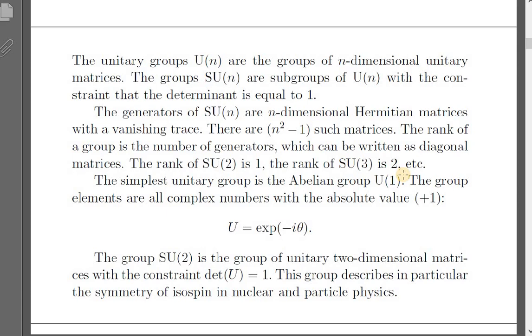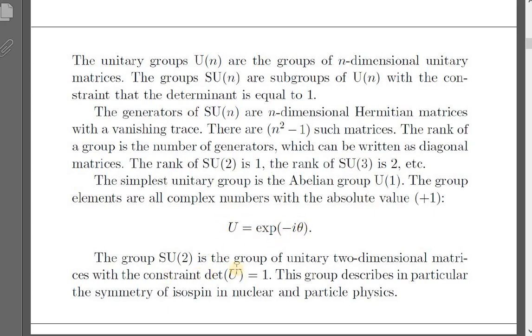Now what's the simplest scenario here? The simplest case is the unitary group called the abelian group U(1). This group has elements which are basically all complex numbers with absolute value 1. So we write it like this.